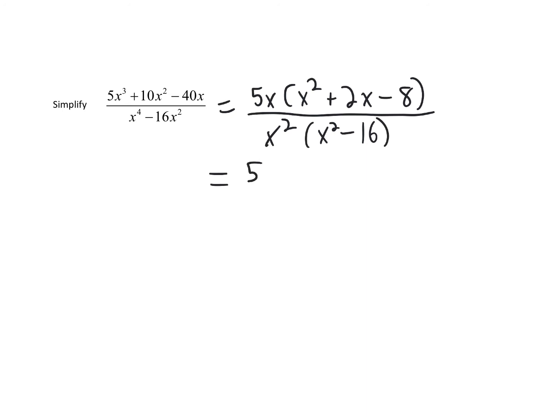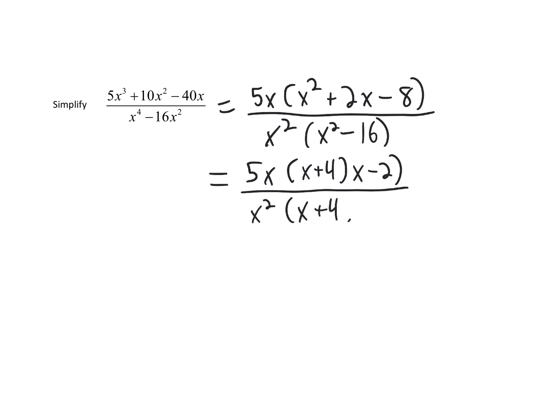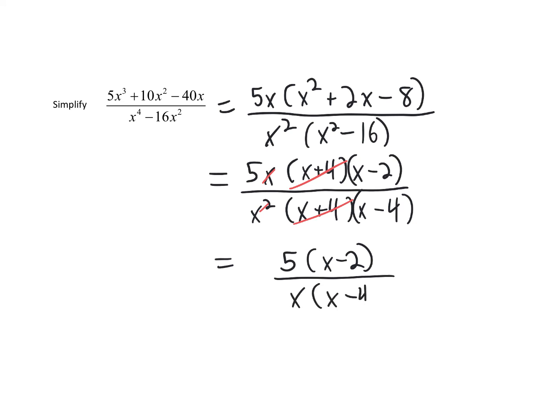Now, the top it factors to 5x, x plus 4, x minus 2. And the bottom is a difference of squares, so you get that x squared, then x plus 4, x minus 4. You'll notice we can divide out a few things here. We can divide out the x plus 4s, and we can divide out one copy of x, leaving us with just a 5, x minus 2 on top, 1x, and x minus 4 in the denominator.